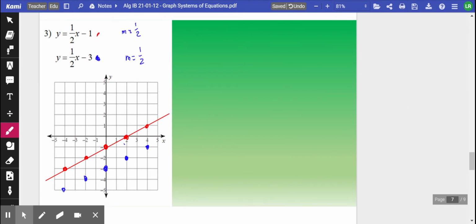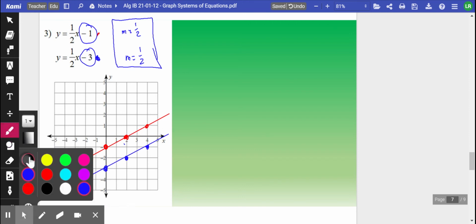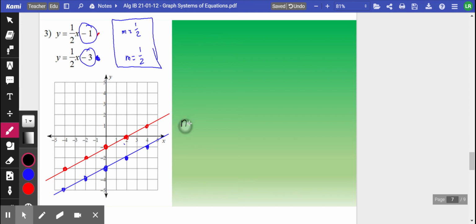Now, if they're not intersecting on our graph, you better go right back here and notice that both of these equations have the exact same slope, but they start in different spots. So these are parallel lines. I still need to connect my blue points. Since they are parallel lines and they never intersect, we would write no solution.